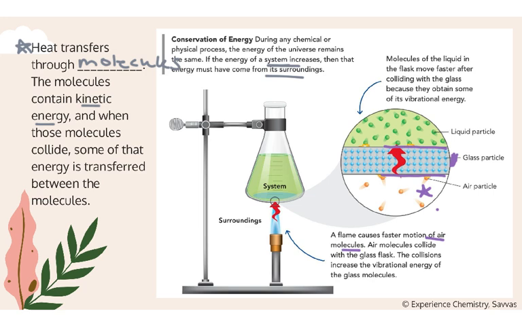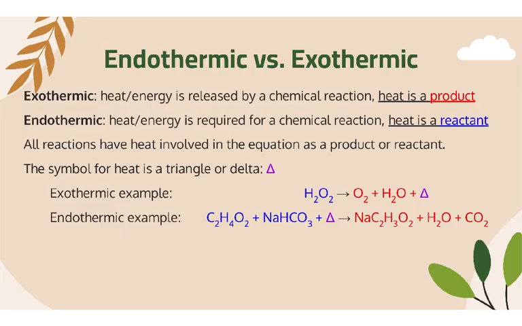So the molecules of liquid in the flask move faster after colliding with the glass because they obtain some of its vibrational energy. And so that's how heat is transferred. We're not going to be drawing this on this level, but it's just important for us to understand how that happens. All right, so when we're looking at classifying our reactions, we have endothermic reactions and we have exothermic reactions.